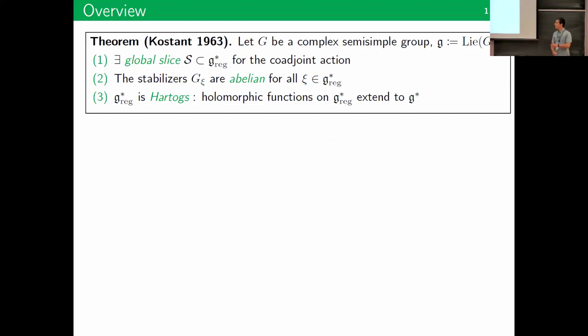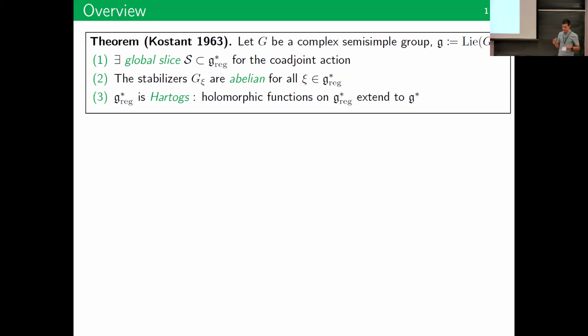So let me begin by recalling an old set of results from Kostant from 1963, which turns out to play a key role in our work. Kostant said that for a complex semi-simple group G with its Lie algebra g, first of all, there's a global slice for the coadjoint action on the set of regular points in the dual of the Lie algebra. The regular locus here is those points for which the coadjoint orbit is of maximal dimension. So there's a global slice, meaning it's a smooth subvariety which intersects every coadjoint orbit transversely and exactly once.